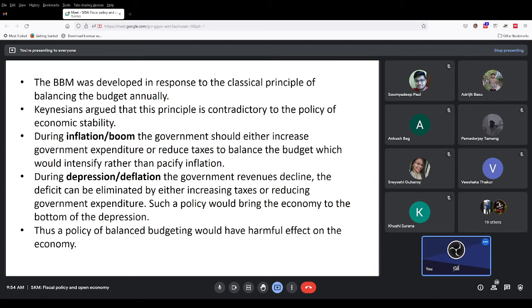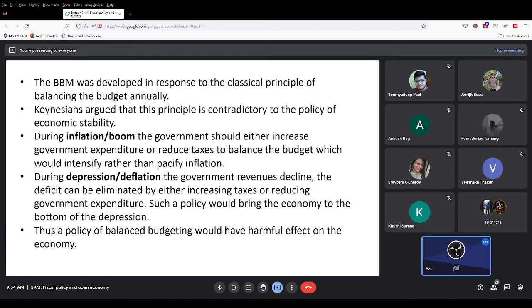Why will taxes rise? I have not changed the tax rate. But as income rises, taxes rise. Exactly. So in that case, what will happen to the budget deficit? It will decrease. Yes, you had a balanced budget, now it will become a surplus.